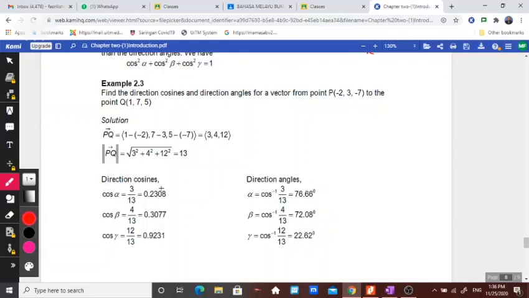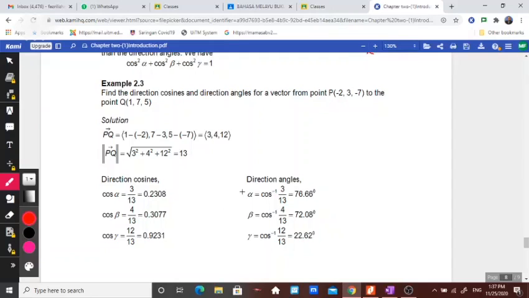To find the direction cosines, we use the formula cos alpha equals a over magnitude u. So this is 3 over magnitude PQ, 13, and the answer is 0.2308. Then cos beta, the second component 4 over magnitude PQ, gives 0.3077. And cos gamma, the third component 12 over magnitude PQ, 13, equals 0.9231. So these are the direction cosines.